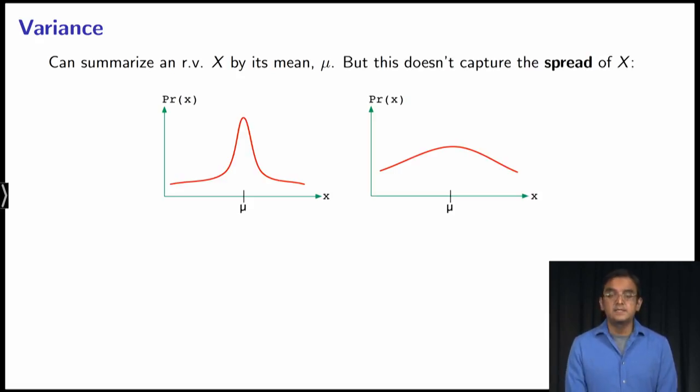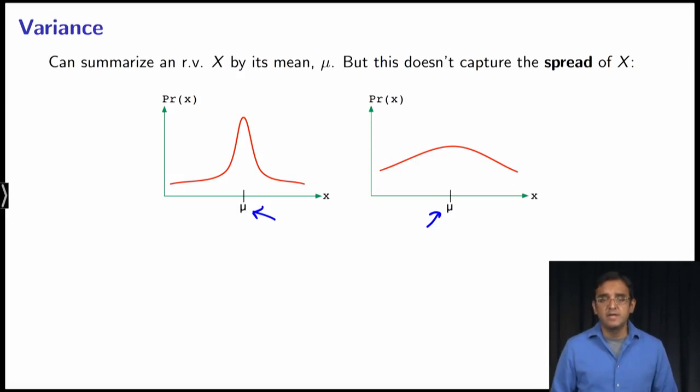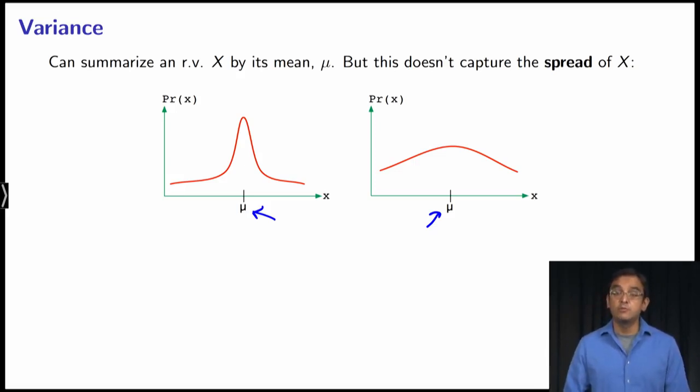So here's an example of two different distributions. They both have exactly the same mean mu. But the one on the left is much more tightly concentrated around its mean, while the one on the right is much more diffuse. So they have the same mean, but their spread is very different. So the mean isn't capturing certain very important properties of the distribution. What if we were allowed a second number with which to summarize the distribution? Could we pick a number that somehow captures this spread?